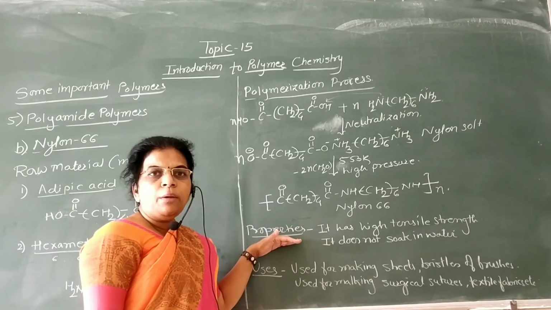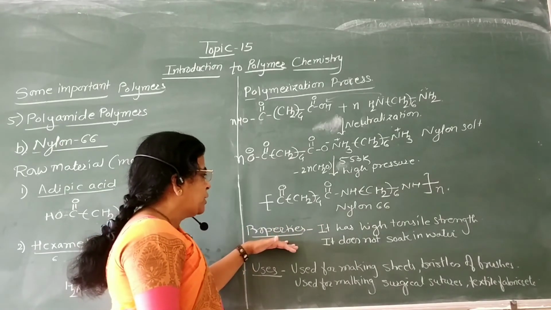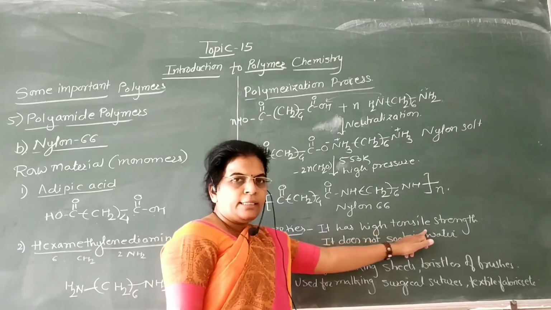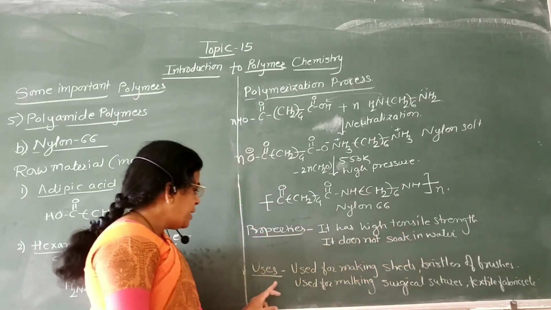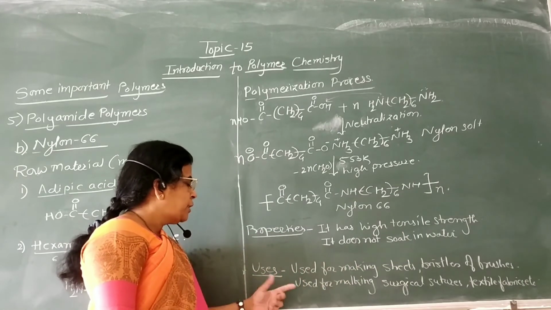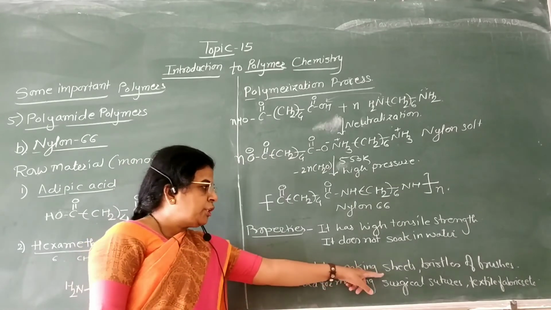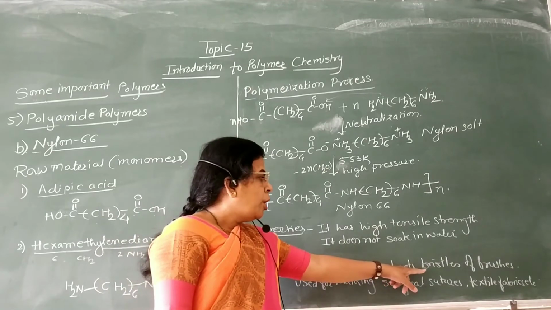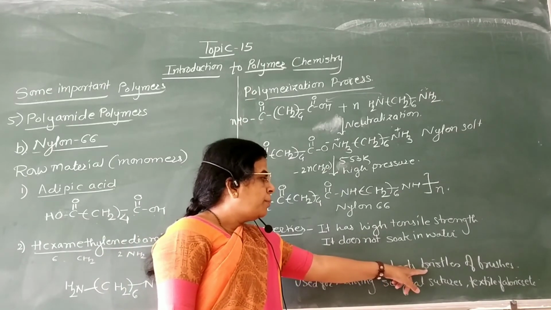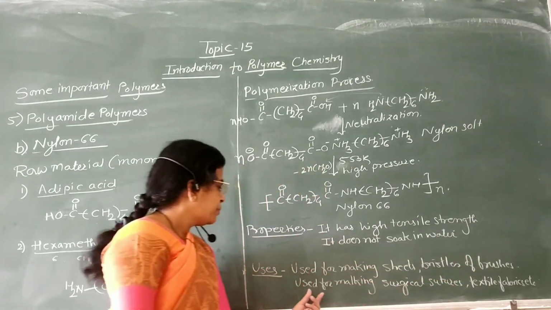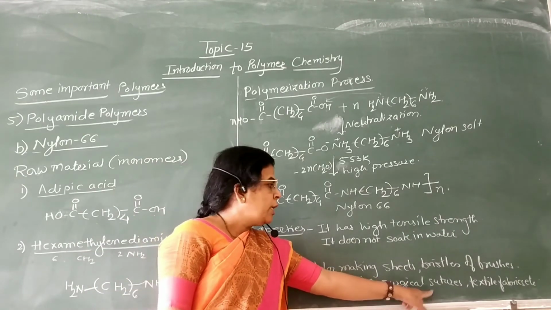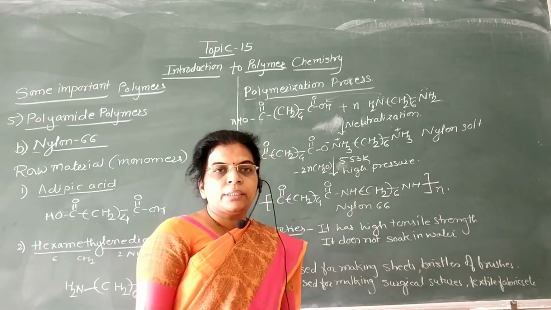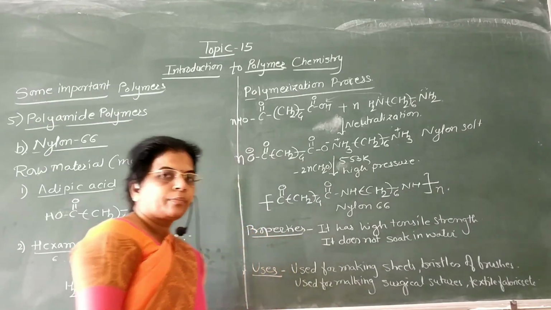Now we are going to see the properties of nylon 6,6. It has high tensile strength and it does not soak in water. Second, the uses: it is used for making sheets, bristles for brushes, and also for making surgical sutures and textile fabrics, etc.